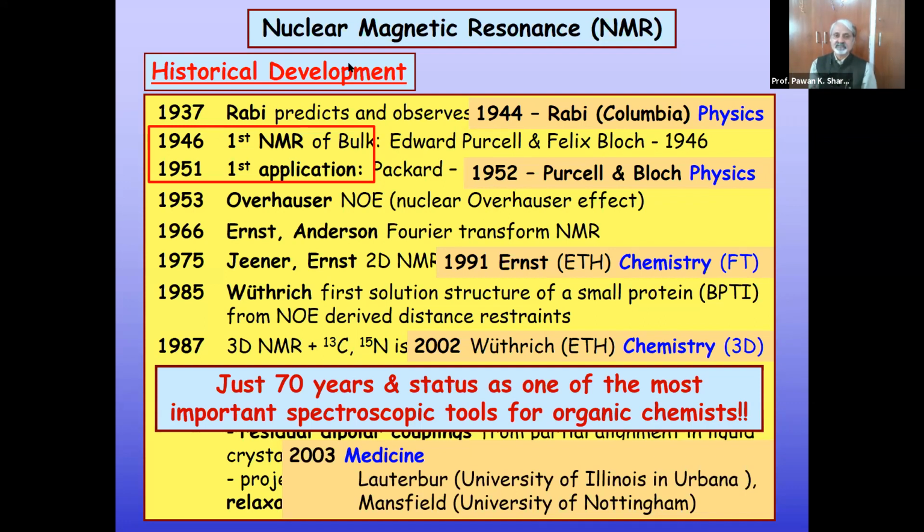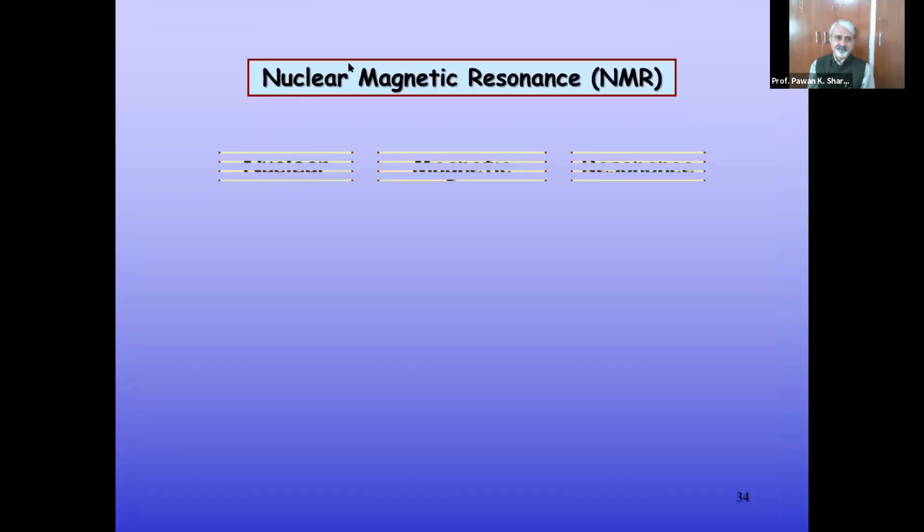So it's for our convenience, but otherwise all sciences converge. But now you see, it is almost just 70 years since the first observation of NMR. And this NMR has established itself as one of the most important spectroscopic tools for chemists in general and for organic chemists in particular. Nowadays, it doesn't matter which branch of chemistry you deal with, you cannot survive without NMR.